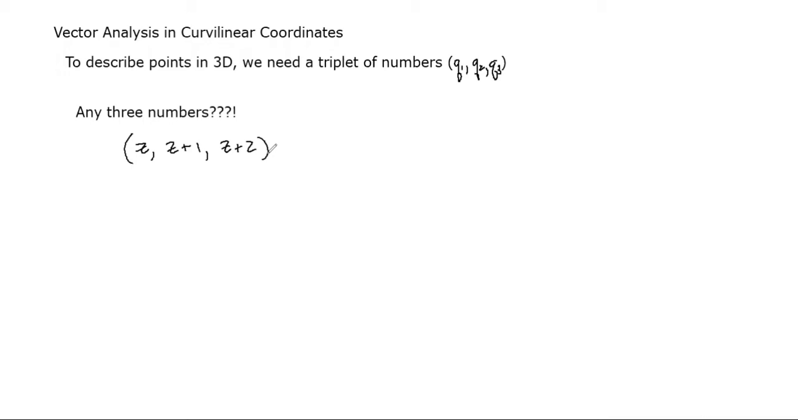Absolutely not. What about x and y, and then x plus y? Would that be okay for a 3D coordinate system? No. So what is it that I need in addition to just a triplet of numbers? I really need a triplet of mutually orthogonal numbers.